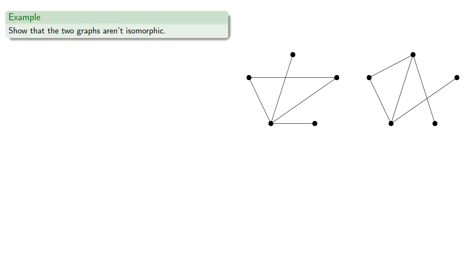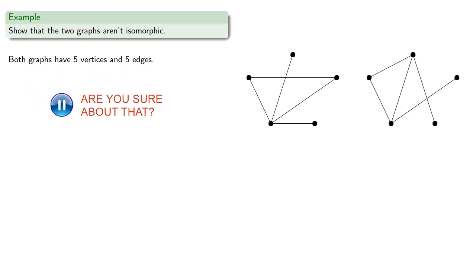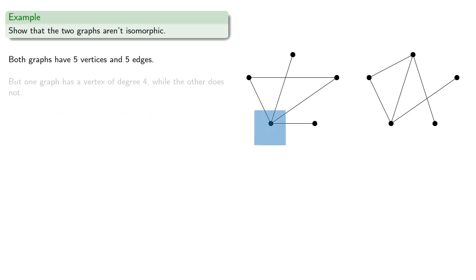So let's take a look at these two graphs, and let's show that they're not isomorphic. So, notice that both graphs have 5 vertices and 5 edges. But one graph has a vertex of degree 4, while the other does not. And so the two graphs can't be isomorphic.